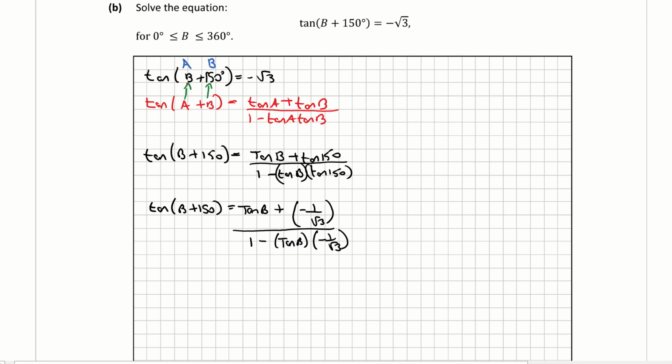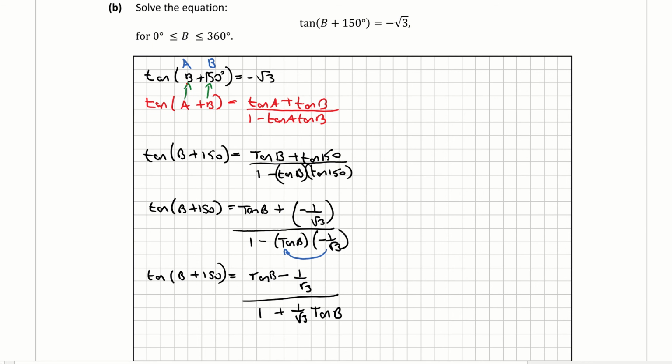Let's just multiply out that bottom part, minus 1 over root 3 by minus tan b. That'll just turn that to a plus, but let's put each step in individually. So that's equal to tan b. Taking this out of the bracket will give me minus 1 over root 3 all over 1 plus 1 over root 3 times tan b. I've just tidied up the signs there, basically.